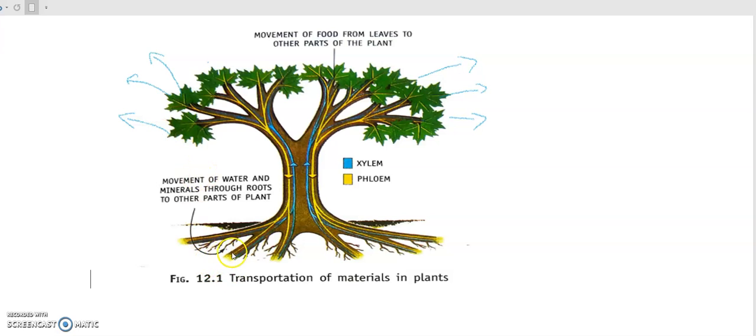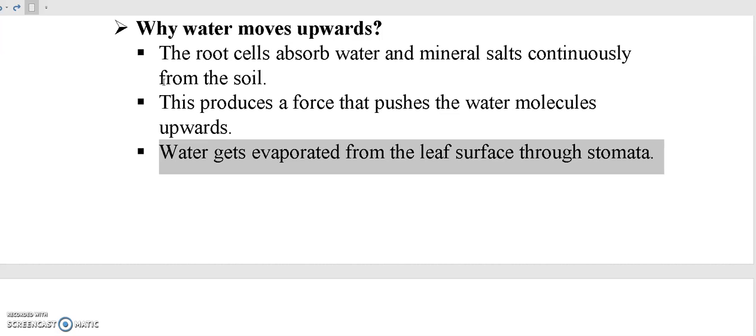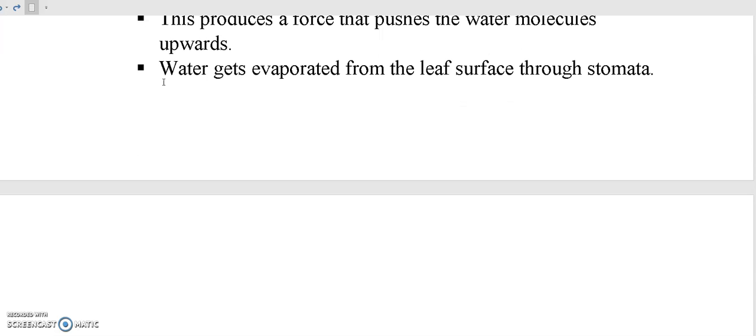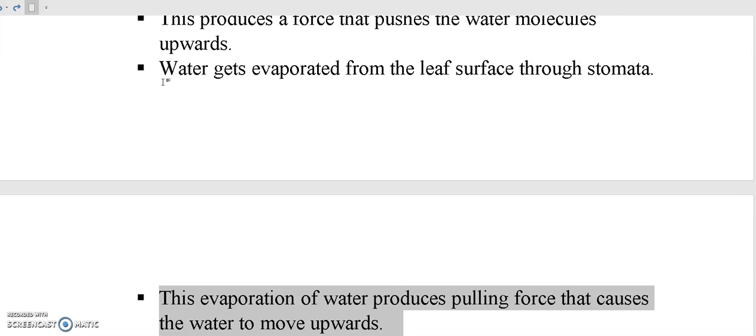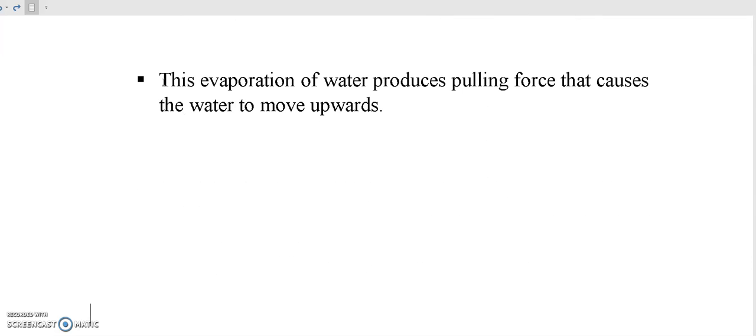See, this is pushing here and this is going outside. Because it's going outside, this passage will remain empty, and so the pushing force will work continuously, right? From one side it's coming inside, and from the other end it's going outside, and thus this whole process keeps on going. So what exactly happens is, water gets evaporated from the leaf surface through what? Through stomata, and this evaporation of water produces a pulling force that causes the water molecules to move upward.